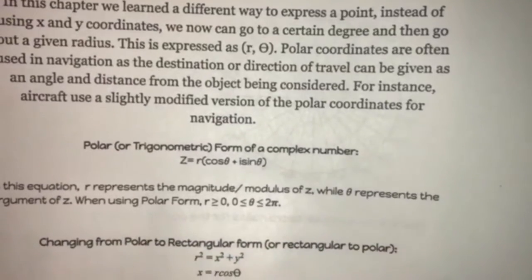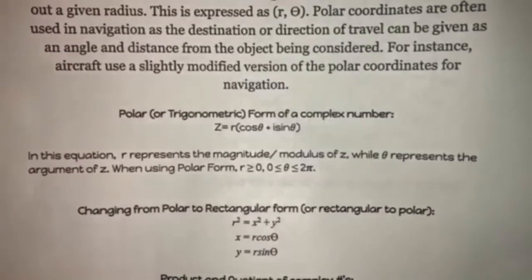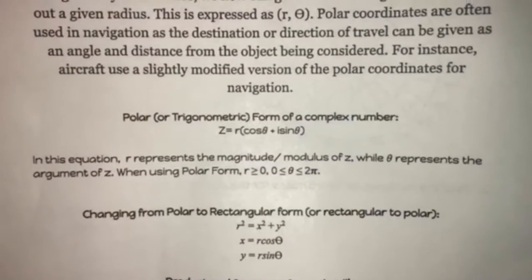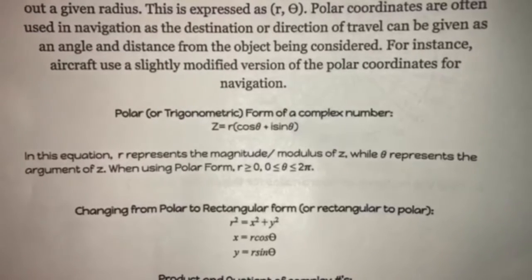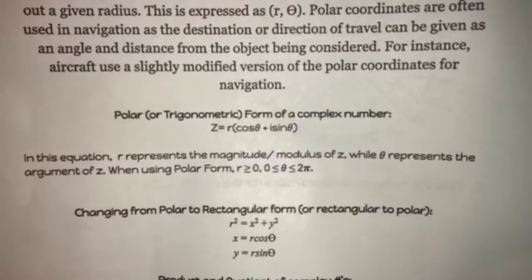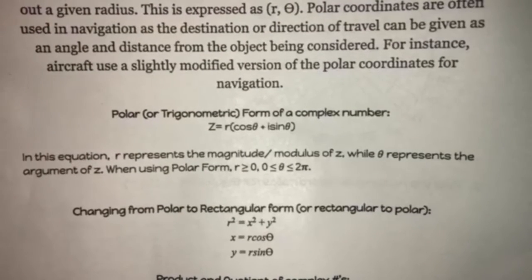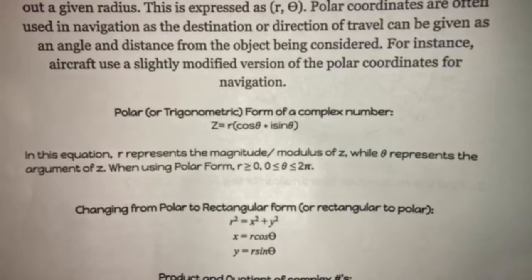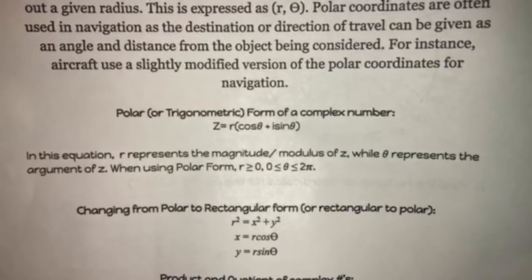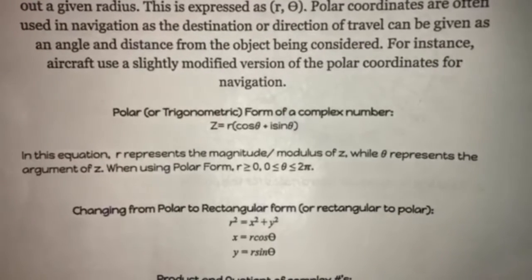Polar or trigonometric form of a complex number: z equals r times (cosine theta plus i sine theta). In this equation, r represents the magnitude or modulus of z, while theta represents the argument of z. When using polar form, r is greater than or equal to 0, while theta is greater than or equal to 0 and less than or equal to 2 pi.